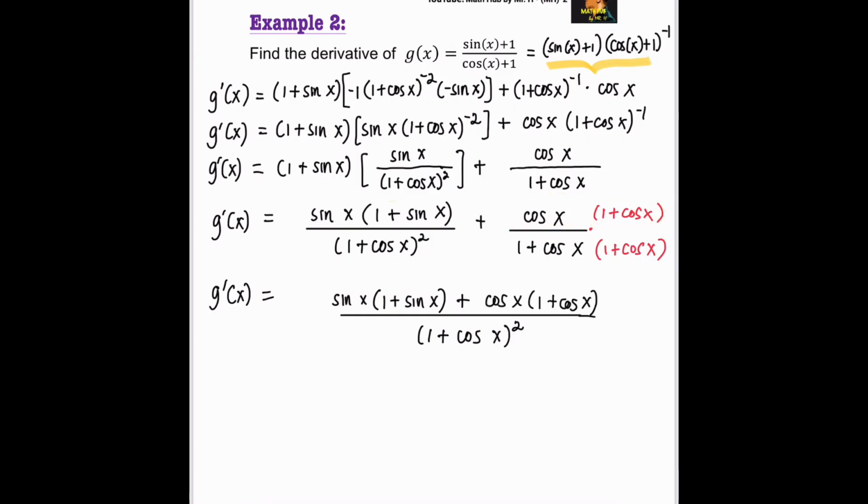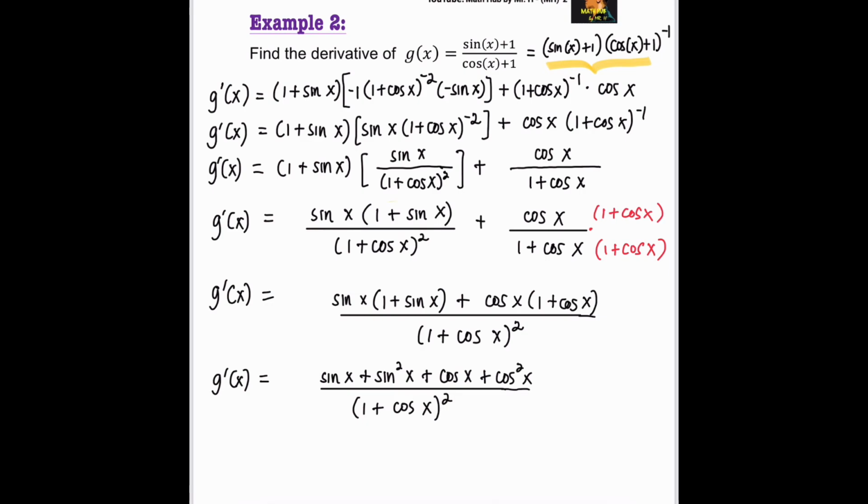All right, so the next step is we need to simplify the numerator by applying the distributive property. So we copy first the denominator. Here will be sine x times 1 is sine x. Sine x times sine x is sine squared x, plus cosine x times 1 is cosine x, plus cosine x times cosine x is cosine squared x.